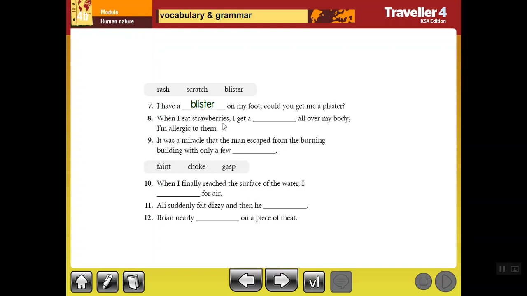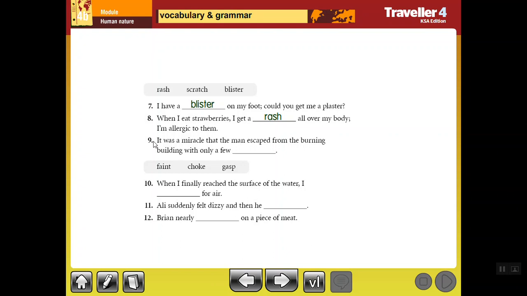When I eat strawberries, I get a rash all over my body. Some people are allergic to some types of fruit or some types of food. So when I eat strawberries, I get a rash on my body. A rash اللي هو الطفح الجلدي. A rash all over. I am allergic to them. Allergic to them.